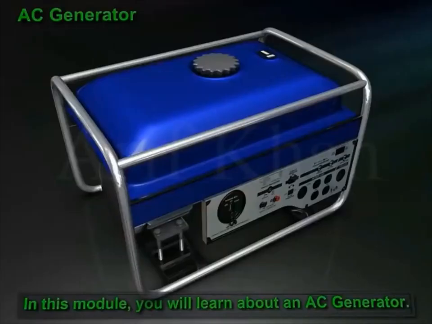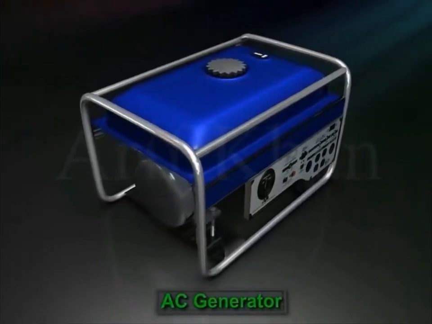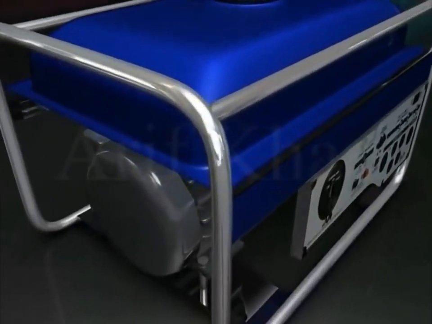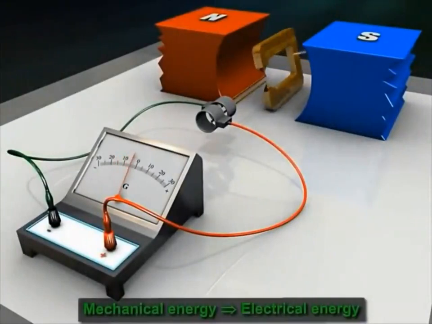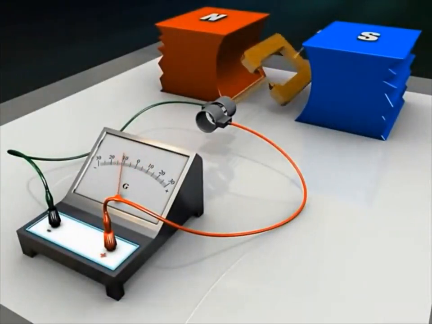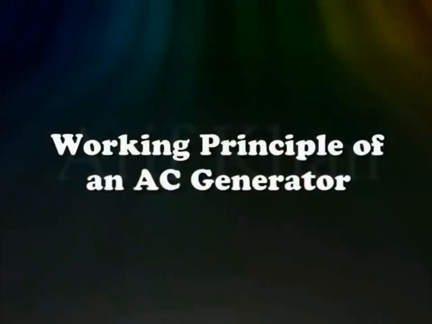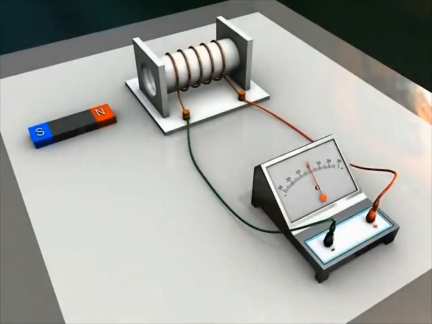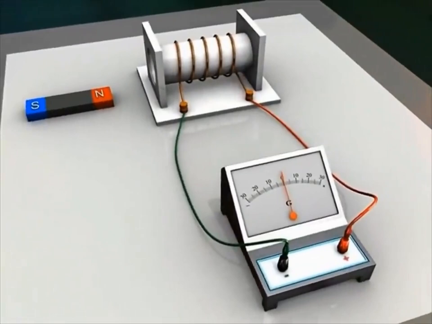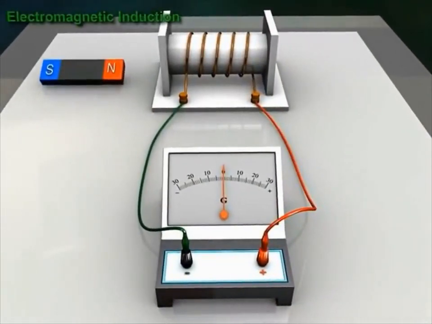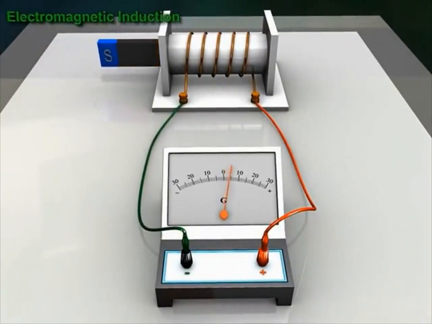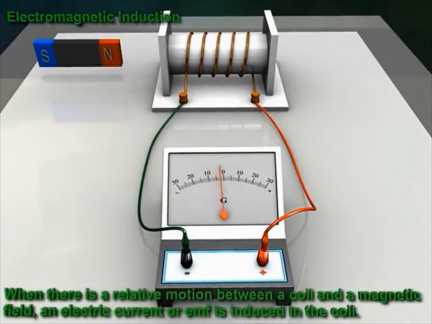In this module, you will learn about an AC generator. An AC generator is an electric generator that converts mechanical energy to electrical energy in the form of an alternating EMF or alternating current. Working principle of an AC generator. An AC generator works on the principle of electromagnetic induction. In electromagnetic induction, when there is a relative motion between a coil and a magnetic field, an electric current or EMF is induced in the coil.